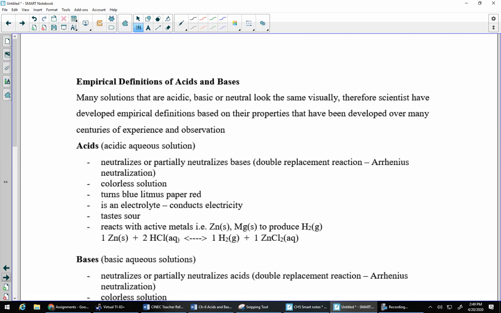Okay, so empirical definitions of acids and bases. Empirical is just stuff that's easy to see and experience. So many solutions that are acidic, basic, or neutral all look the same.